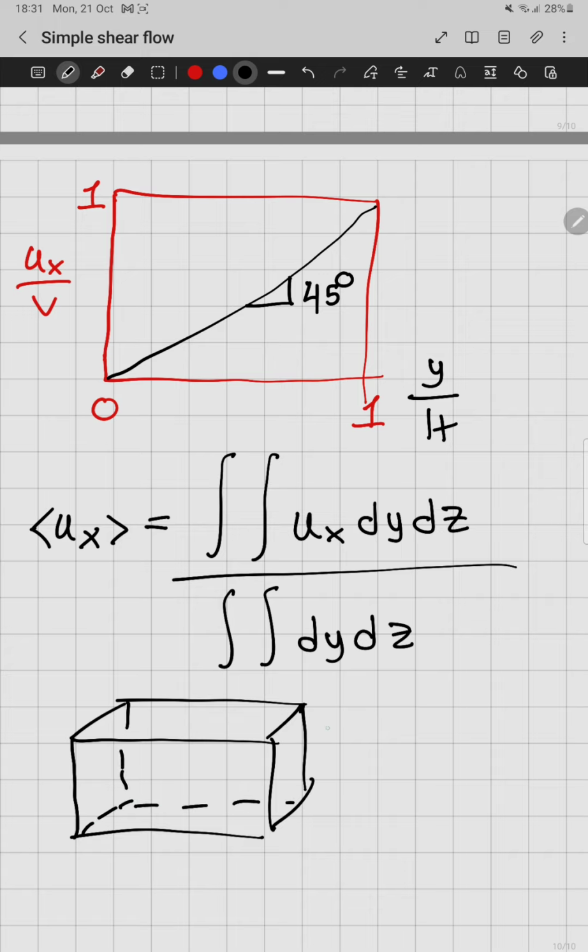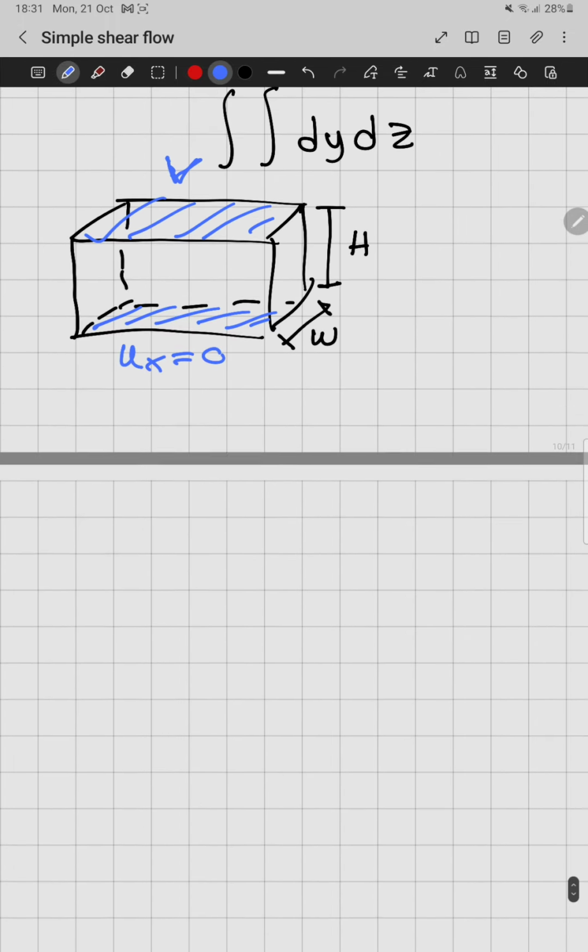So here we have the height of the channel, h. We have some width W. All this top surface is moving with a velocity UV, and on the bottom surface UX is equal to 0. So now let's calculate this integral.